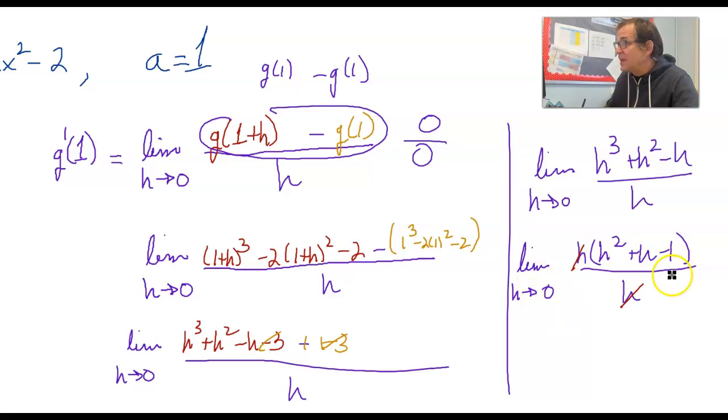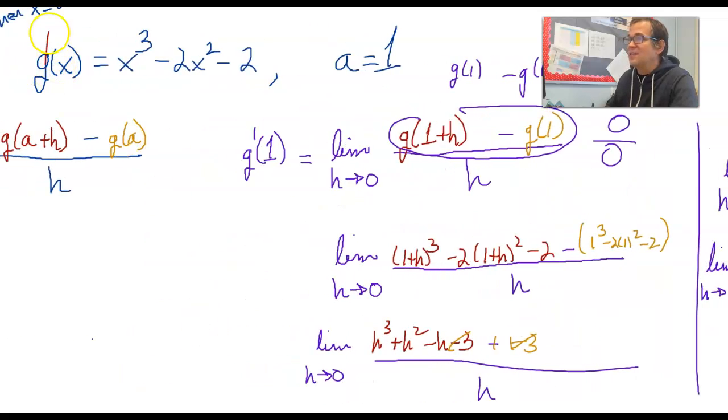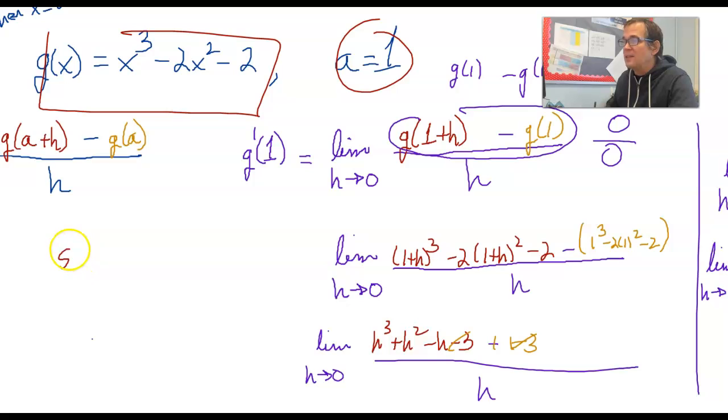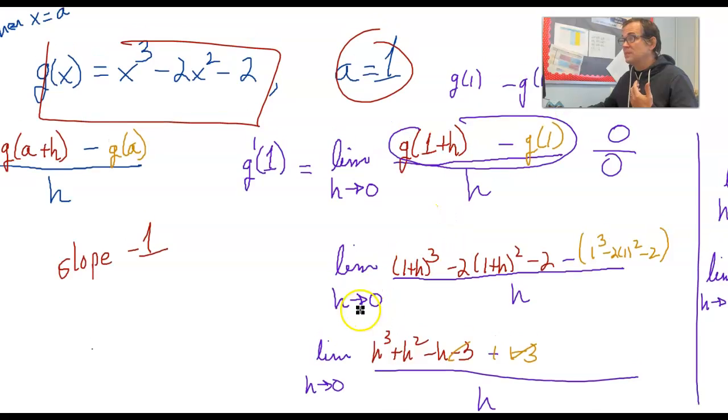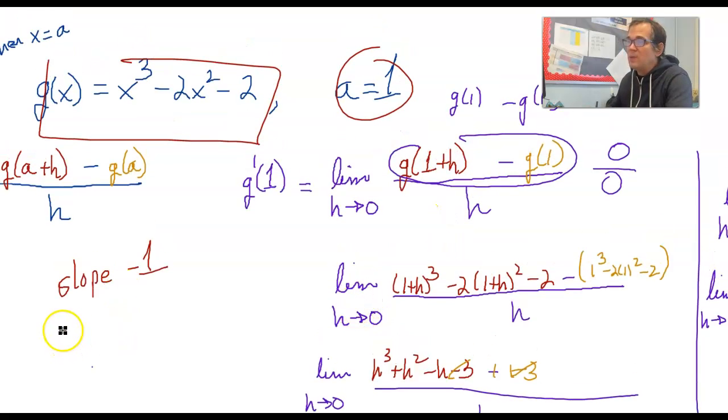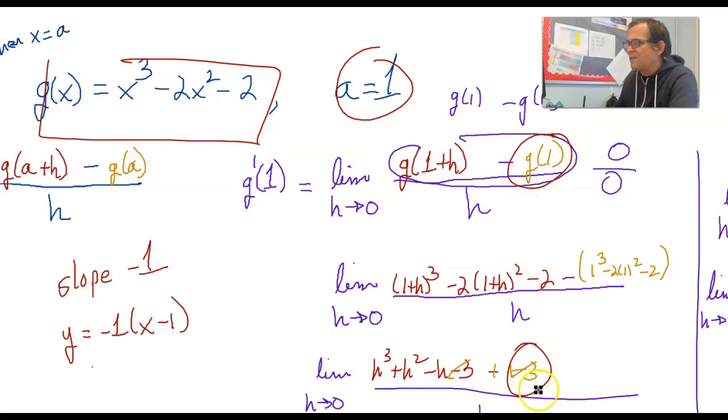Now if I plug in 0 again, I'm going to get 0 squared plus 0 minus 1, which is just negative 1. So apparently, the slope of the line that's tangent to this function when a equals 1 will be negative 1. And then the tangent line itself will be y equals the slope times x minus the known x, and the y value was, I think, negative 3. We did that earlier, so that was the y value.